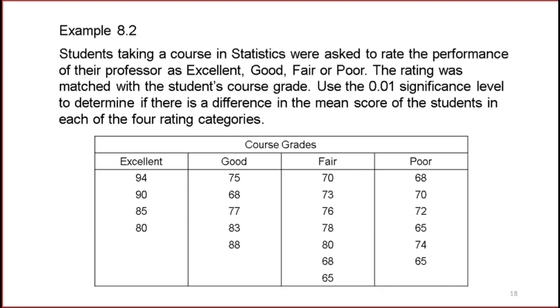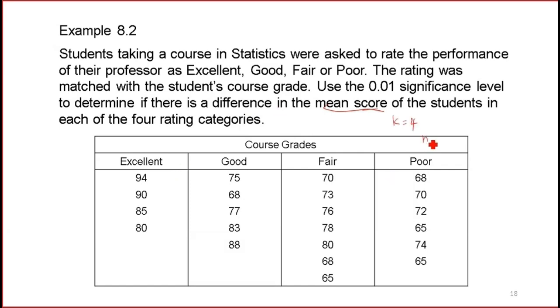Let's try the first example. Example 8.2: students taking a course in statistics were asked to rate the performance of their professor as excellent, good, fair, or poor. The rating was matched with the student's course grade. Use the 0.01 significance level to determine if there is a difference in the mean score of the students in each of the 4 rating categories. So we have 4 groups, which means we have 4 treatments. So our K is 4.